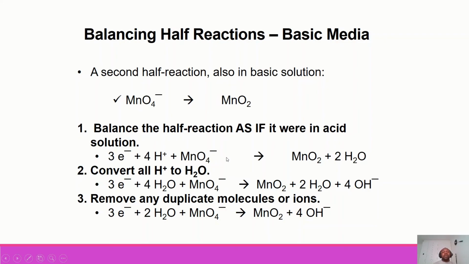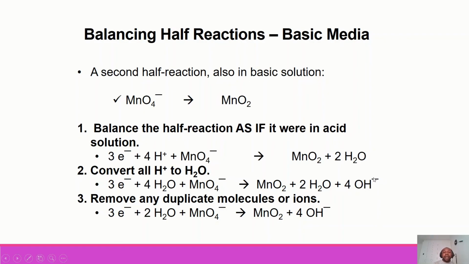Now, the next step is to convert these 4 hydrogen to water. So how do you do that? You're going to add 4 OH minus to each side. So by the time you add the OH minus to this side, this is going to be 4 water, because the OH are going to react with the hydrogen to give you water. But this one is going to remain there.